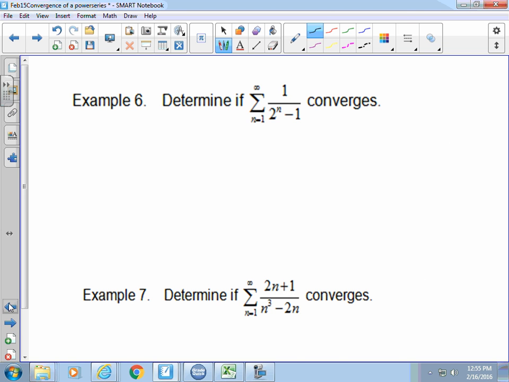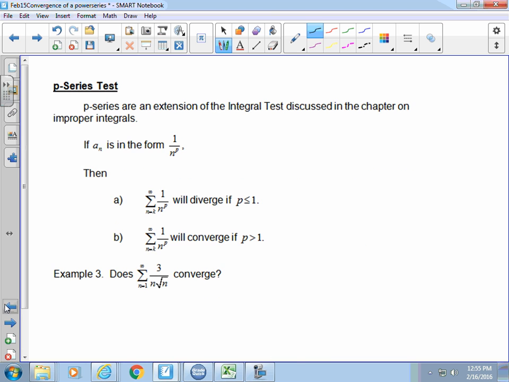A p-series is a sequence in the form 1 over n to the p power. There's two big ones that we learned that we can tell pretty easily, and that's geometric and p-series. So in our comparisons, often we will use one of those two, a geometric or a p-series.